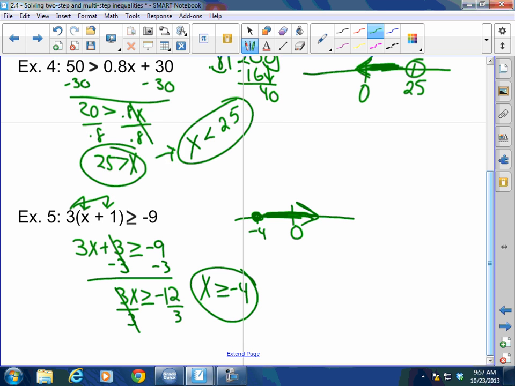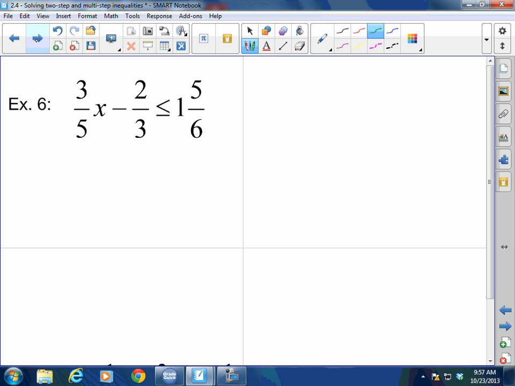Does that make sense? Okay. My favorites. Who wants to work with a fraction? You'd rather work with the fractions? Okay, we'll do it that way. So I'm going to add 2/3 to both sides.